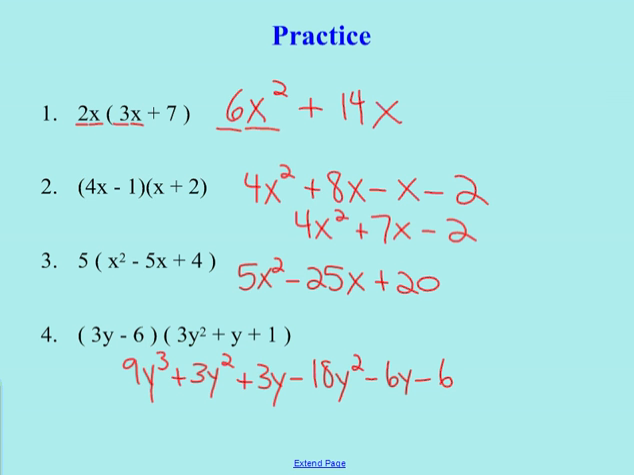I can see that I have 2 y squared terms, so I can combine those to get negative 15y squared. The 9y cubed was the only y cubed term, so I leave that alone. I also have two y terms that are like terms, there and there. So 3y minus 6y will give me negative 3y. And finally, the minus 6 on the end is my only constant, and so that remains minus 6.